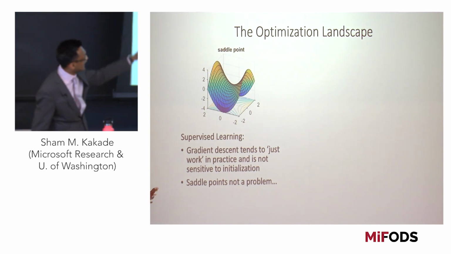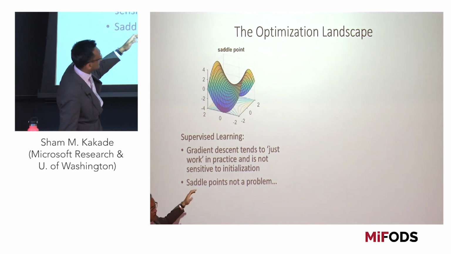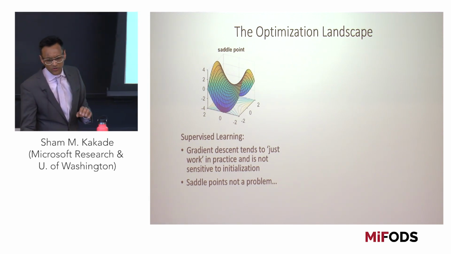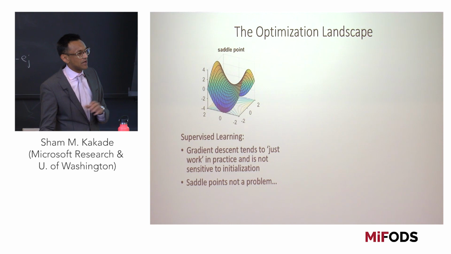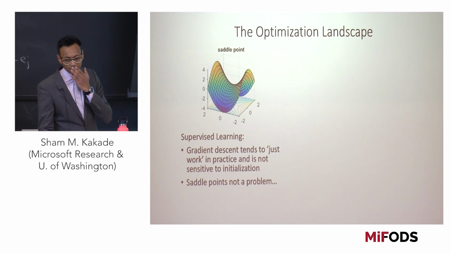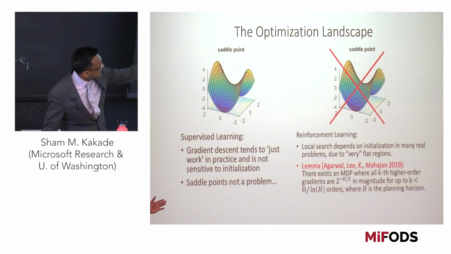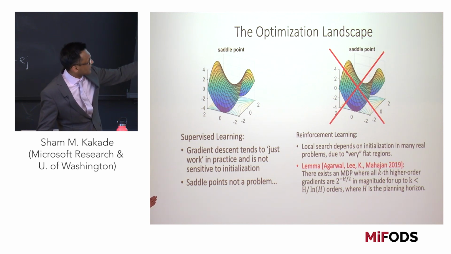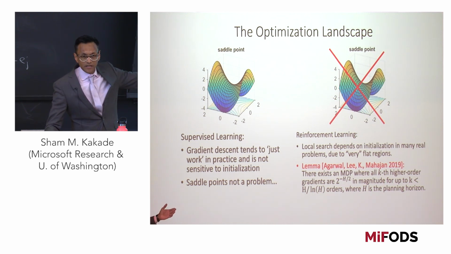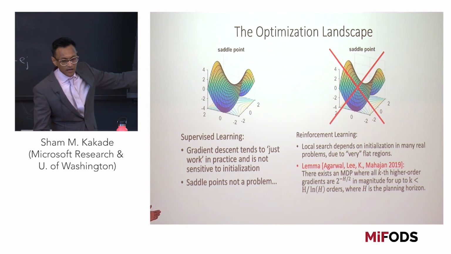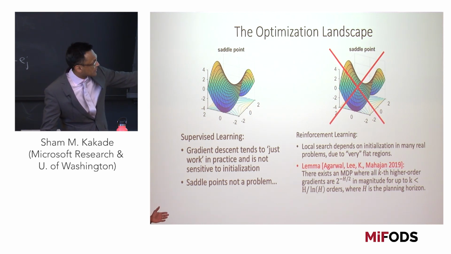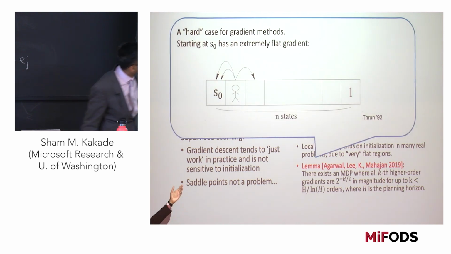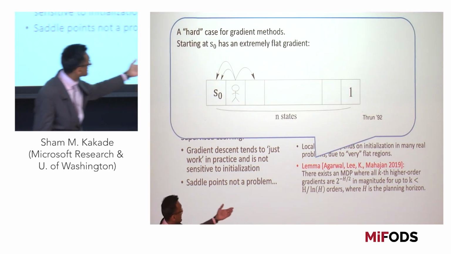Okay, and we don't really concern ourselves with saddle points. We have methods like batch norm and ResNets that seem to avoid these vanishing gradient problems. Okay, so in reinforcement learning, this picture is very much false. We actually have very, very flat regions, and you can show there are problems where the gradients are flat to very high order. So let's look at a very simple example where this is clear.